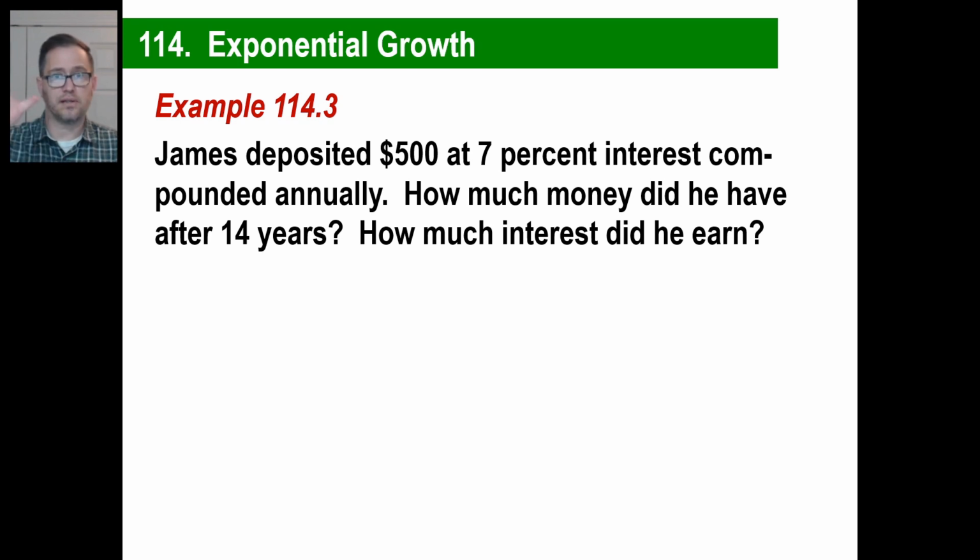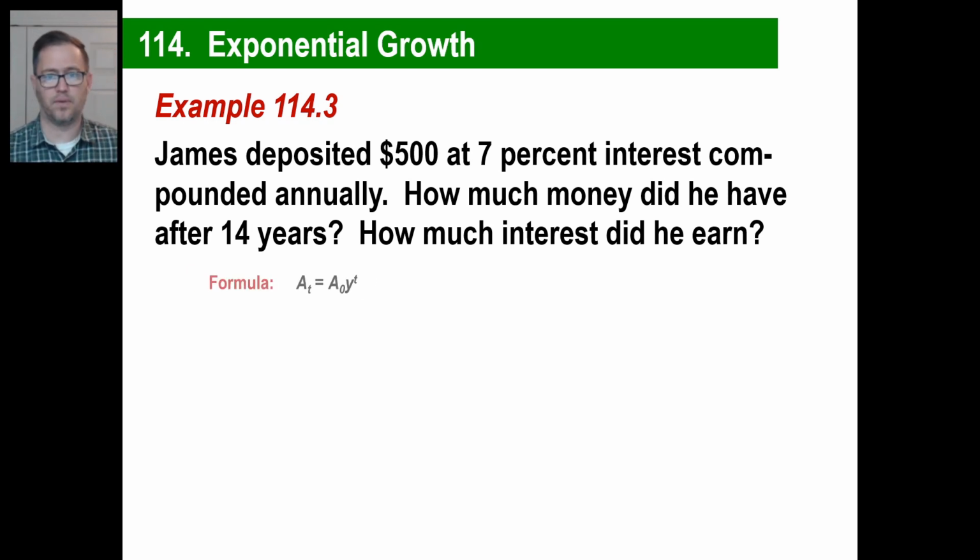Then the next, of course, he just leaves it there. Then the next year, it earns 7% on what it has already earned, and then it just keeps earning and earning. So each year, you're multiplying it by 1.07. But I don't want to do that 100 times. So let's look at our formula, how we do that. How much money is he going to have after 14 years?